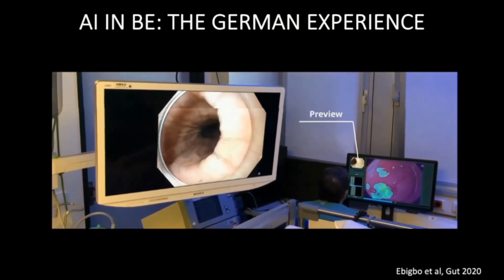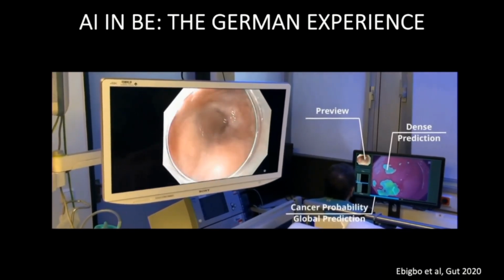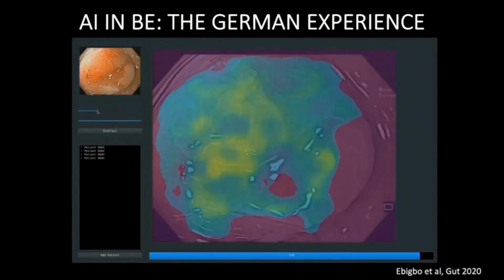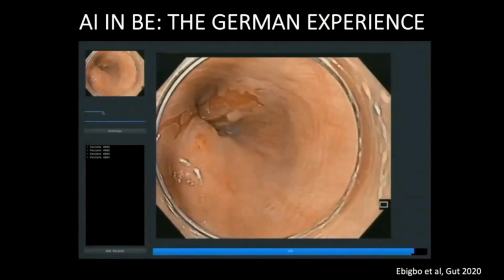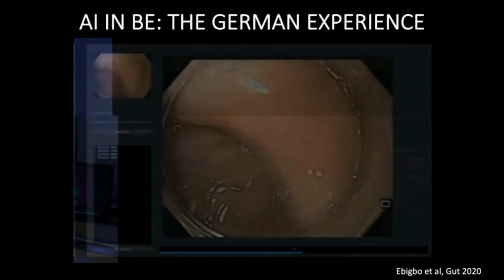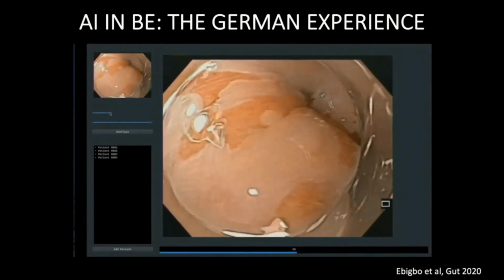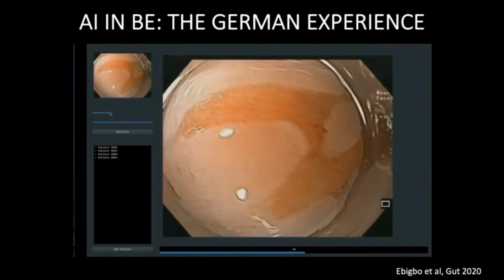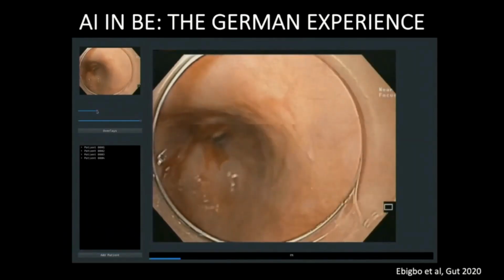The next is looking at this by using a heat map technique. This allows us to look at this area, and at the bottom you see the blue bar, which tells you the probability. So here's a flat area, nothing appears abnormal on high definition white light endoscopy, and you get the heat map signature, which shows no cancer, and the predicted probability of cancer is 0%.